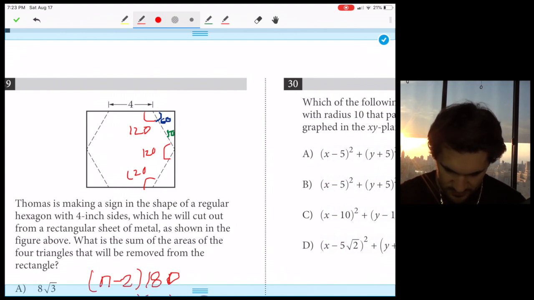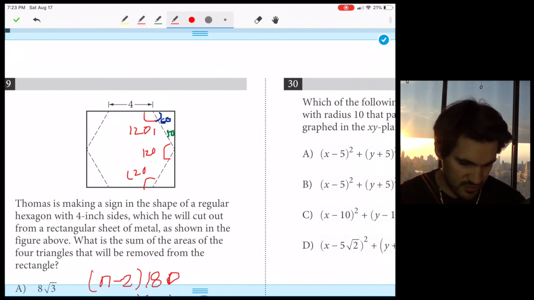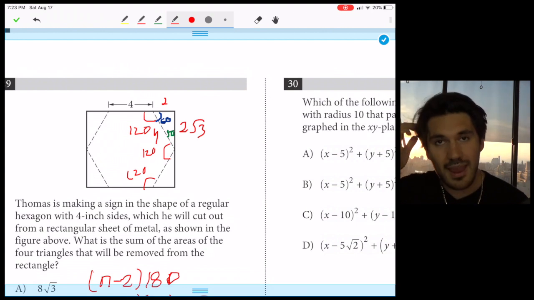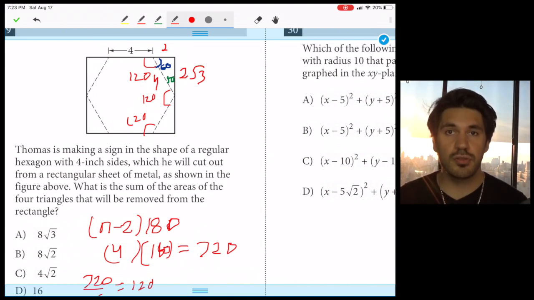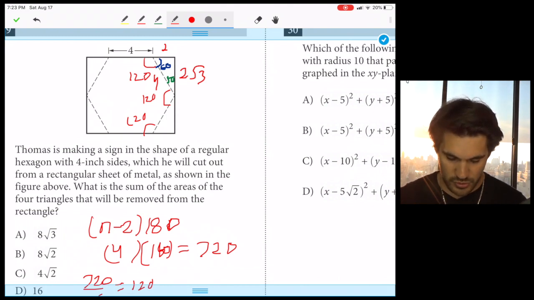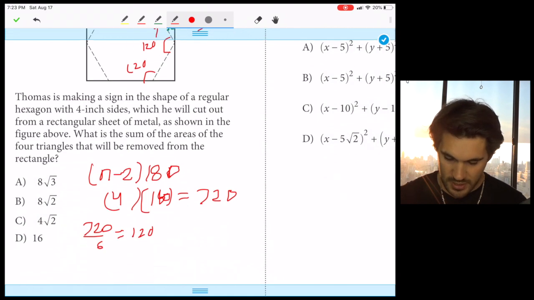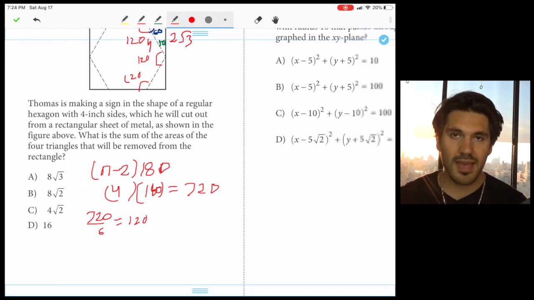We know each of these sides is 4. So therefore, if this side is 4, this is the hypotenuse, that short side would be 2. This long side is 2 root 3. So we know that the area of each of these small triangles is going to be 1/2 times 2 times 2 root 3, which is going to be 2 root 3. And there's 4 of them, which means that the areas of the 4 small triangles are going to add up to 8 root 3, which means our answer is going to be A, 8 root 3.